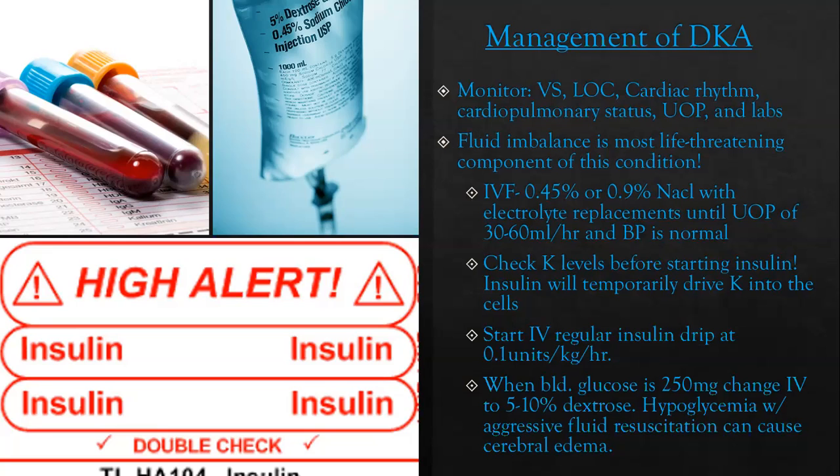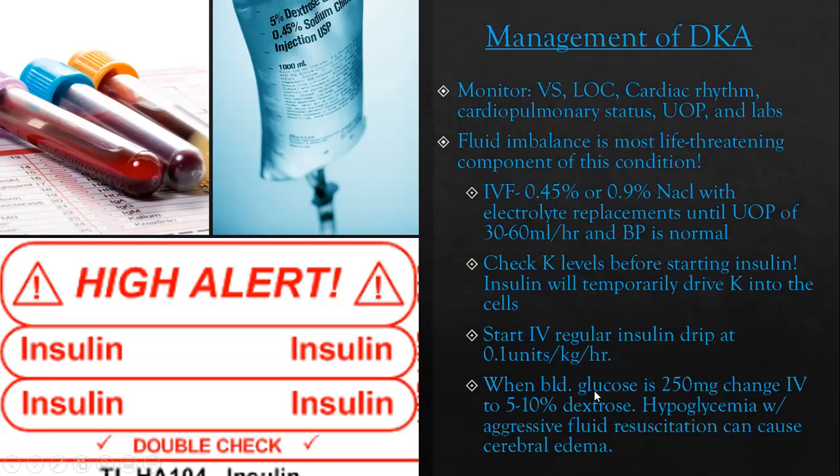Insulin will temporarily drive K back into the cells. So if you start IV insulin and you didn't check their potassium level, you're just going to cause them to go hypokalemic, and then you're going to have a whole other mess of problems. So again, you need to check your potassium levels before you start the insulin drip. Then you'll start the IV regular insulin. Only regular insulin can be IV, by the way. Key fact. And you're going to start that at 0.1 units per kilogram per hour.